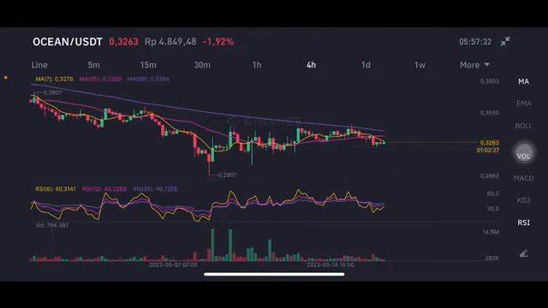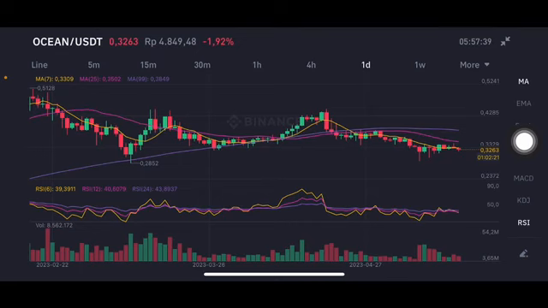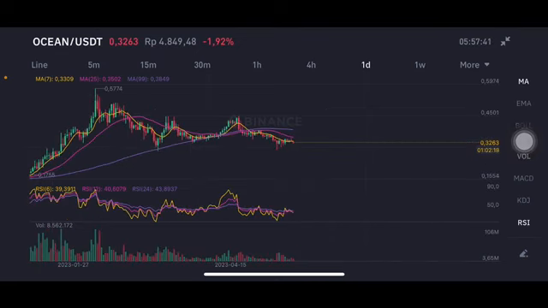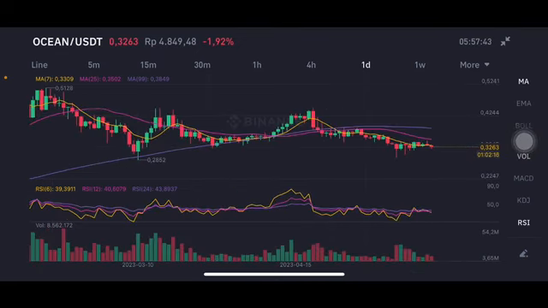If you want to entry, you can entry around 0.29 until 0.31 US dollar here. The daily chart basically also is around this one, sideways. Break below 0.28, have to pay attention on it.